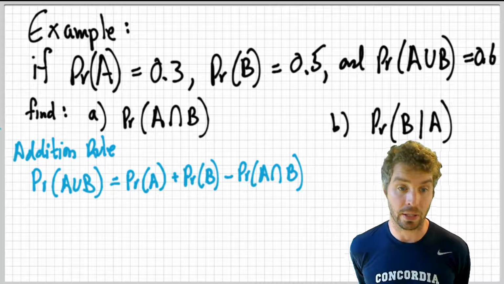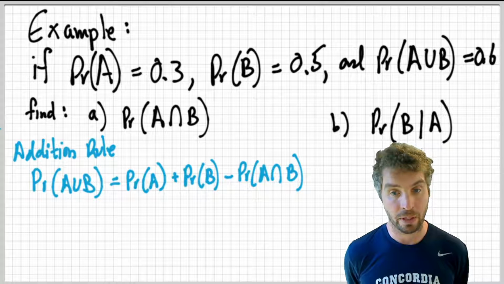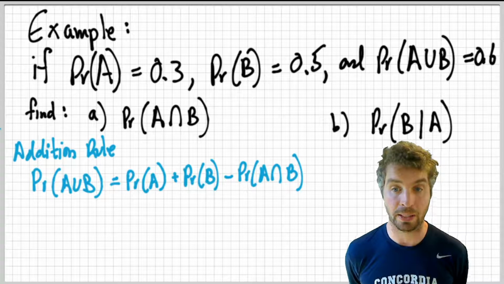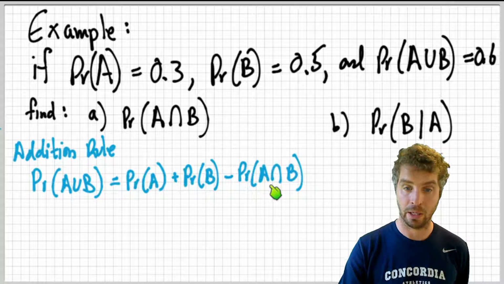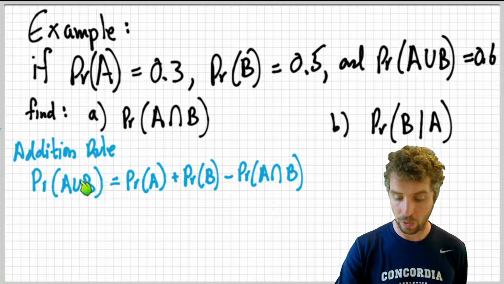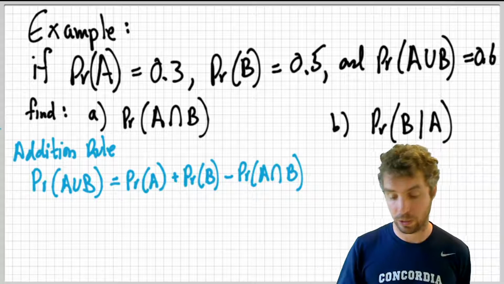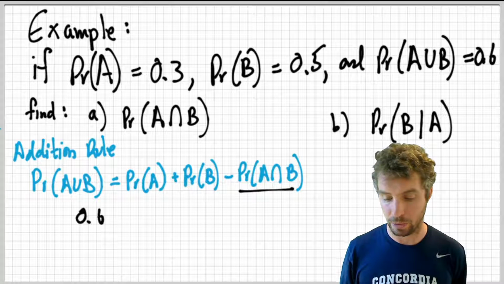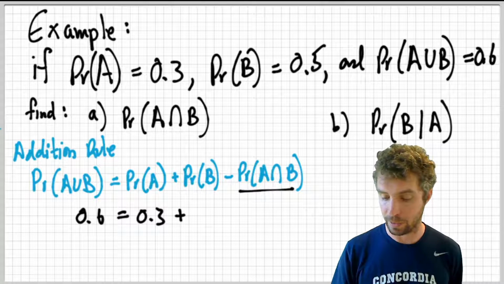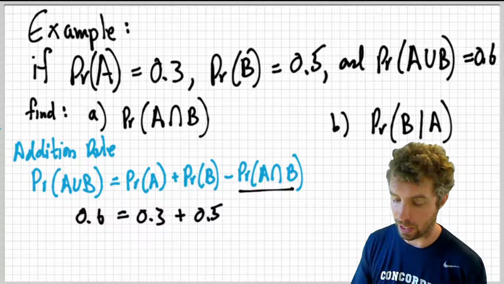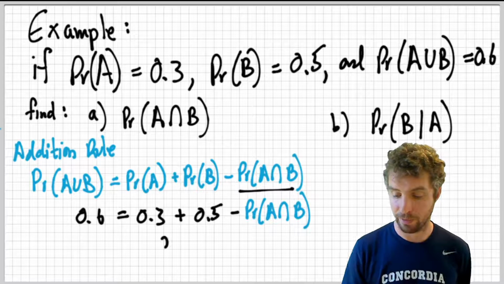And it looks like this: the union equals the sum of the probabilities of each event minus the intersection. Now, the thing that we're trying to find is this intersection. We know the probability of the union, so we're going to have to do a little bit of algebra and solve this thing. Let's plug in the numbers we know. The union is 0.6. Probability of A is 0.3, B is 0.5, and then the intersection is the thing we're looking for.